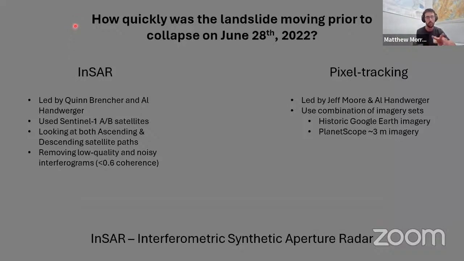And again, we chose two approaches. So we focused in on InSAR initially, and this was led by Quinn and Al. And then in addition to InSAR, we approached pixel tracking with those amazing Planet imagery images that we have, and then also some Google Earth imagery. And just a reminder, actually, Tyler already covered this, but here's the InSAR acronym spelled out. And we're mostly going to rely on the Sentinel A and B satellites for this discussion.